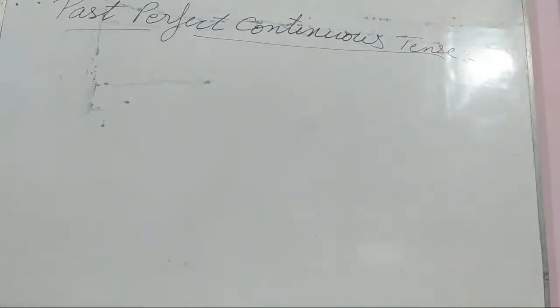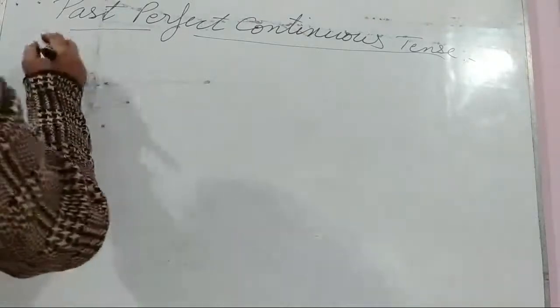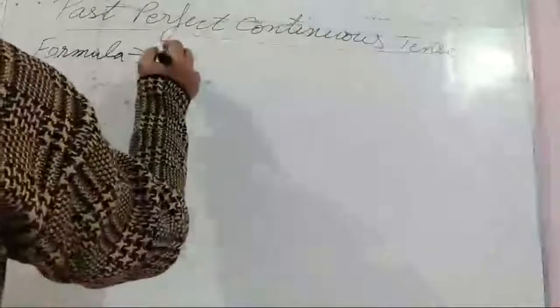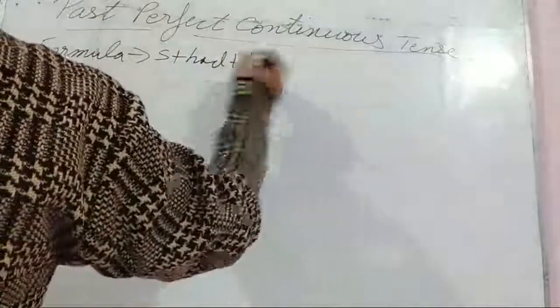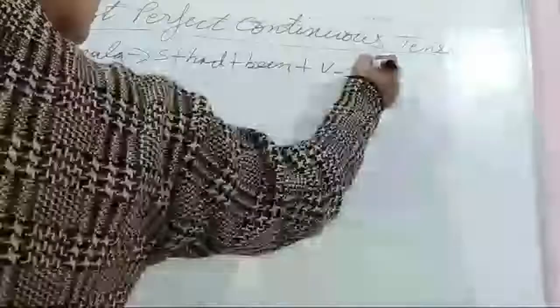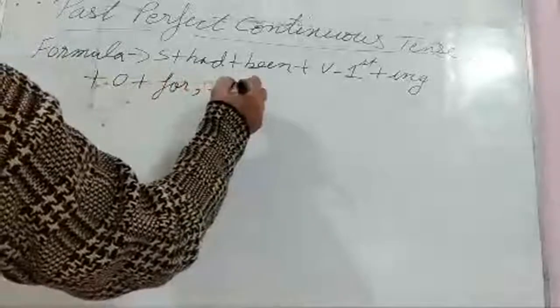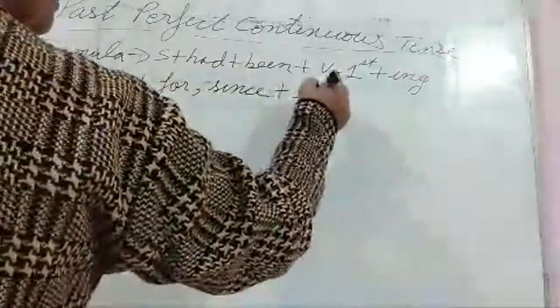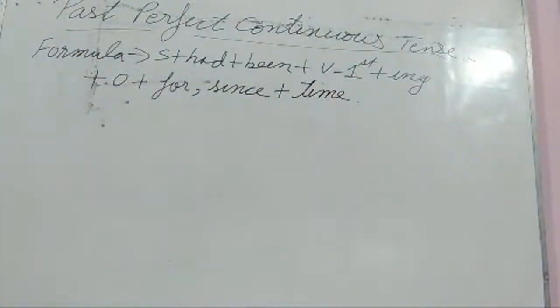So let's see the formula for the past perfect continuous tense. So this is the formula for the past perfect continuous tense, that is subject plus had plus been plus verb of first form plus ing plus object plus for or since plus time. Let's see with the help of the example.